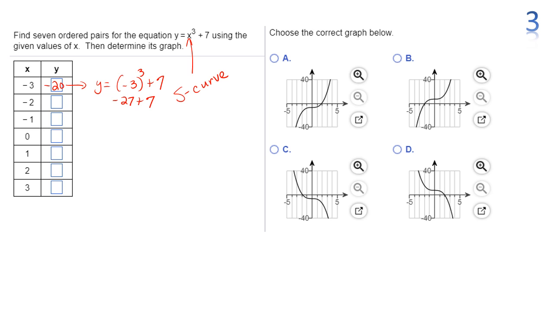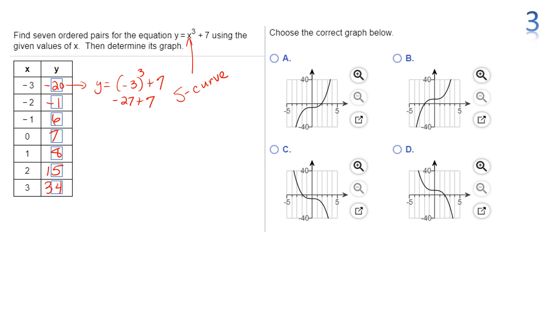You will do this with each value. So negative 2 cubed is negative 8, plus 7 is negative 1. Negative 1 cubed is negative 1, plus 7 is 6. 0 cubed is 0, plus 7 is 7. 1 cubed is 1, plus 7 would be 8. 2 cubed is 8. 8 plus 7 would be 15. 3 cubed would be 27, plus 7 is 34.